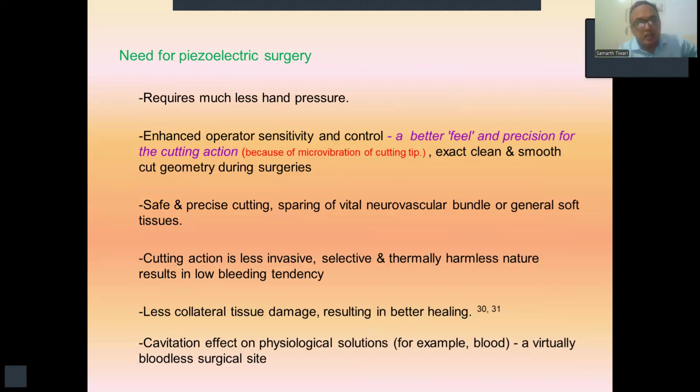The need for piezoelectric surgery: it requires much less handpiece pressure, enhanced operator sensitivity and control, safe and precise cutting, and sparing of vital neurovascular bundle or general soft tissue. The cutting action is less invasive, selective and thermally harmless in nature, resulting in low bleeding and less collateral tissue damage, resulting in better healing. The cavitation effect of physiological solutions gives a virtually bloodless surgical site.